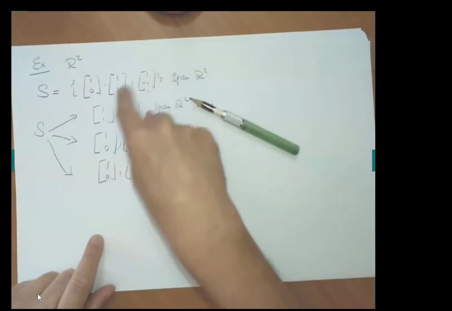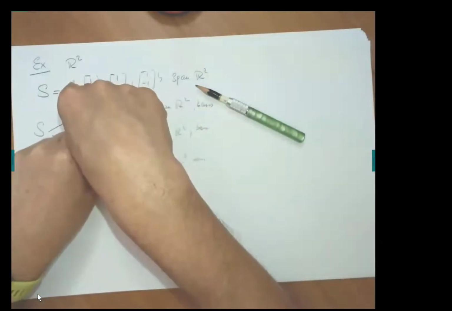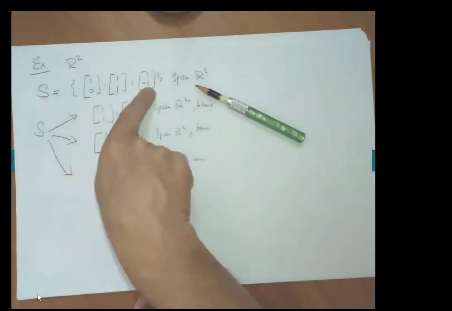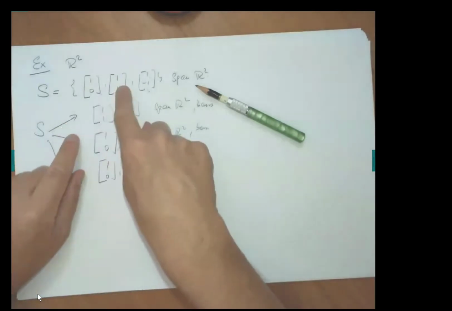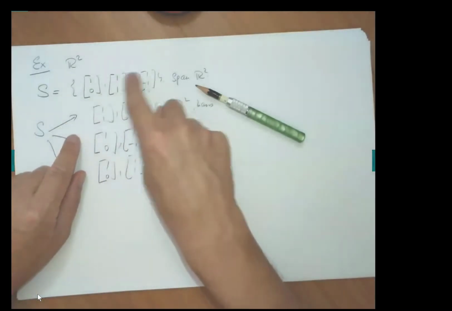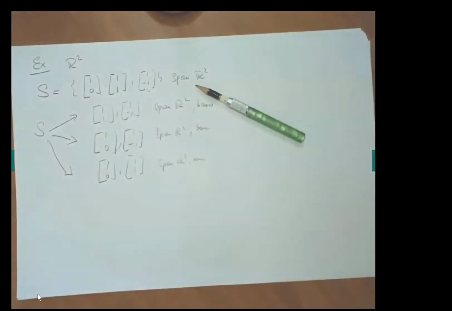So the vector you delete has to be a vector which can be written with the help of the other ones. So that's important. Can I write this with the help of this? Yes, so I can delete it. Can I write this with the help of these guys? Yes, so I can delete it. Can I write this with the help of these? Yes, so I can also delete this. So you can only delete a vector if it's a combination of the other vectors.